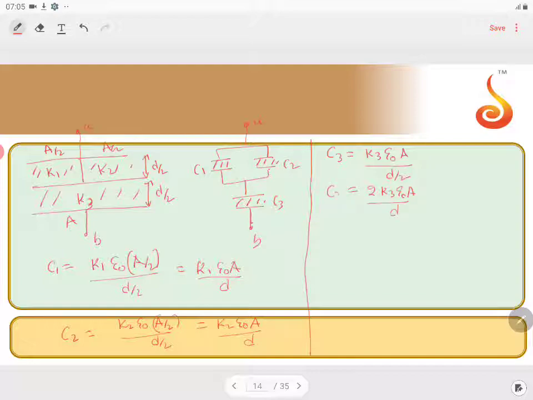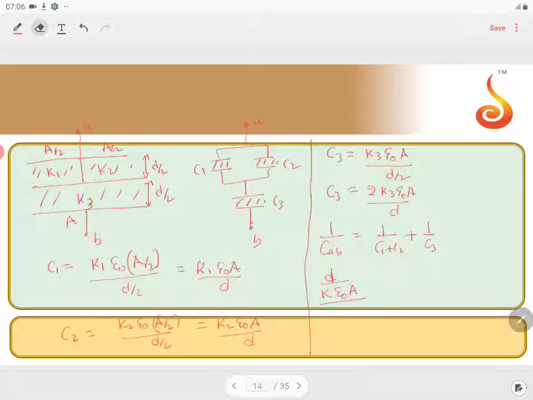Now, the effective capacity: C1 and C2 are in parallel, so you can write C1 plus C2. Together they are in series with C3. So the effective capacity between A and B will be 1 by (C1 plus C2) plus 1 by C3. So in place of this effective capacitor, assume that there is a single dielectric of dielectric constant K. K epsilon naught, area of that capacitor will be A by D. So the D will come to the numerator.